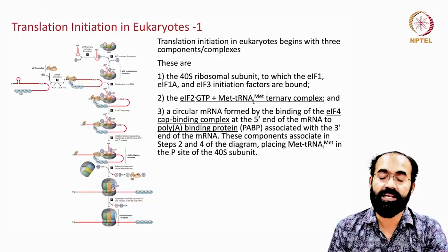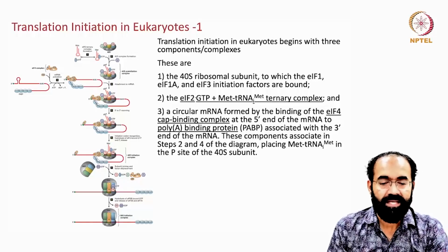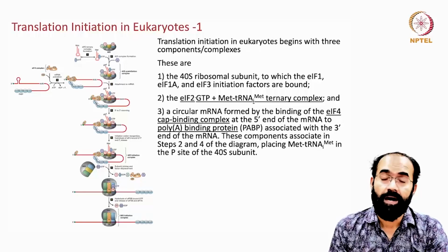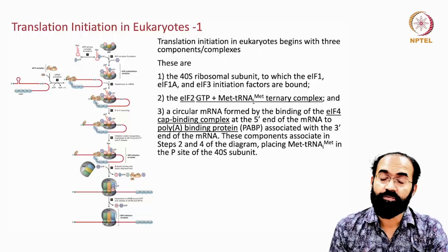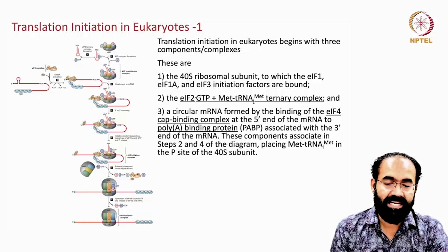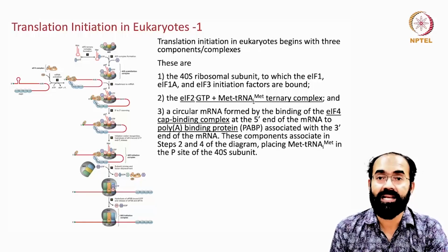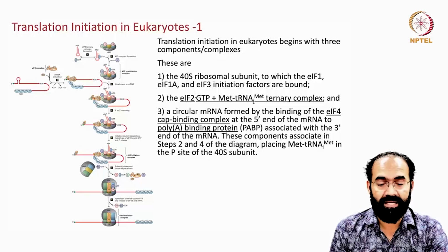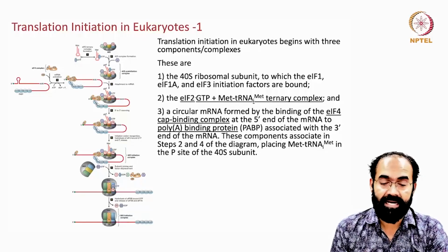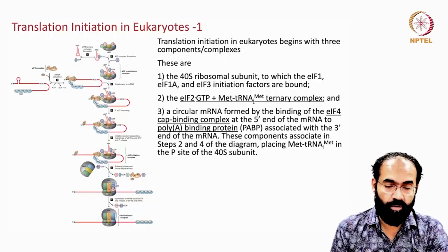So this is what eIF we are talking about. eIF2 paired with GTP, an energy yielding molecule, and also methionylated tRNA, forms a ternary complex. As step 1, the 40S subunit, eIF1, eIF1A and eIF3 form a complex, and at step 2, eIF2 GTP and the methionine tRNA pair to form a ternary complex.